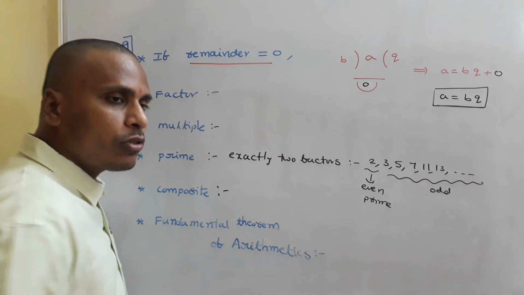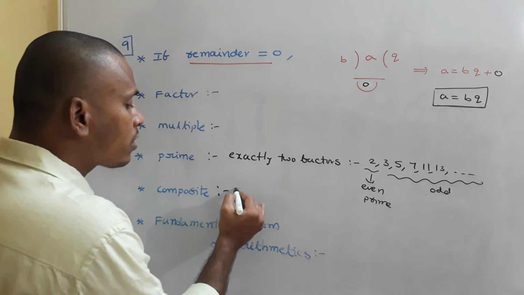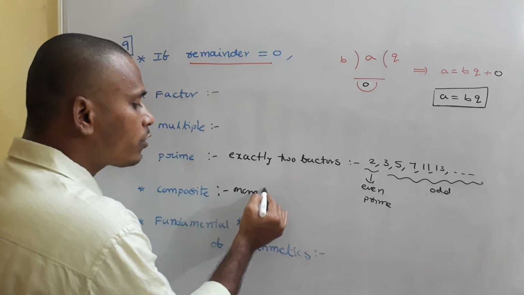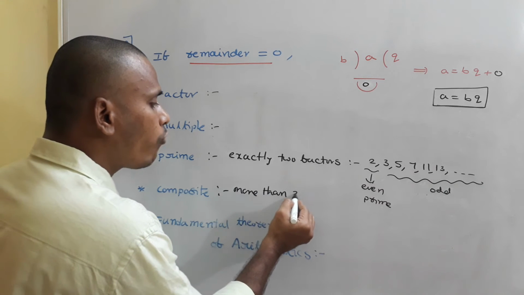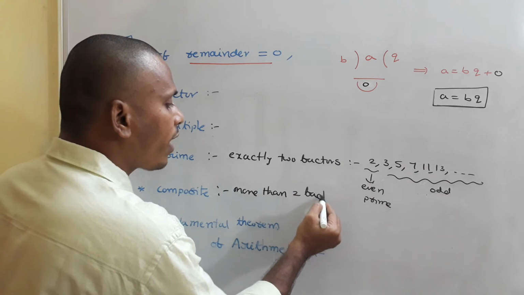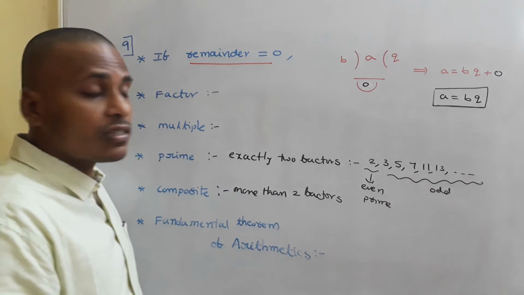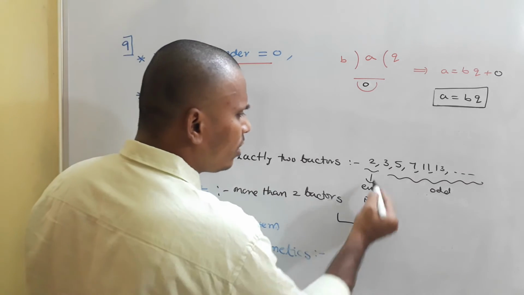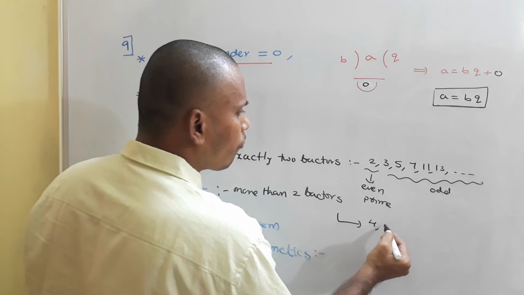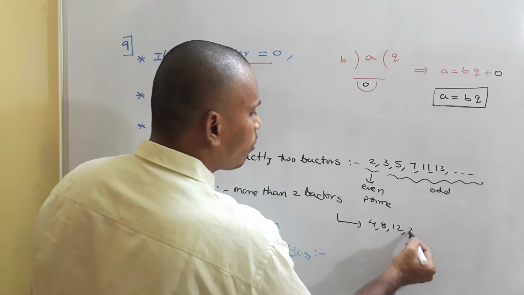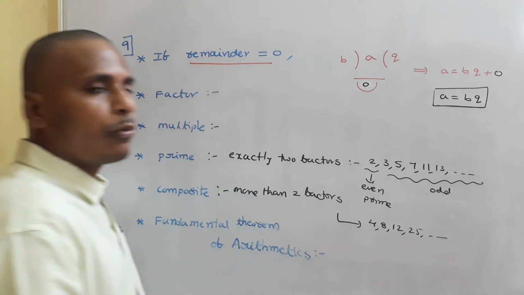Whereas coming to the composite numbers, composite number means a number which has more than two factors. Exactly two factors correspond to primes. Numbers having more than two factors are considered as composite. So usually the numbers in between these primes like 5, 8, 12, 25, all these are composite numbers.